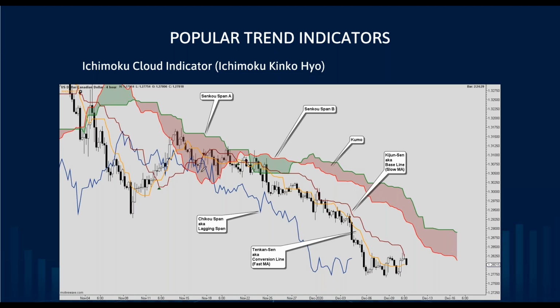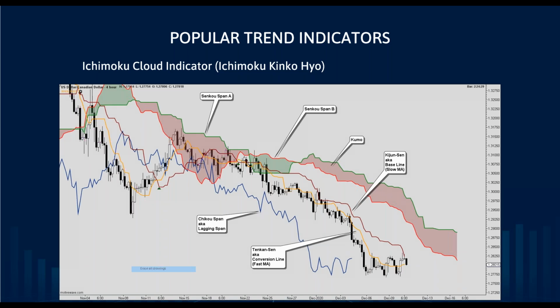So the thicker the cloud, the more choppy the market will be within the cloud. And if the cloud is very thin, it is easier for the markets to break through. Like if you look over here at the corner, the cloud is really thin. The markets actually broke right through, retested the cloud and went right down.